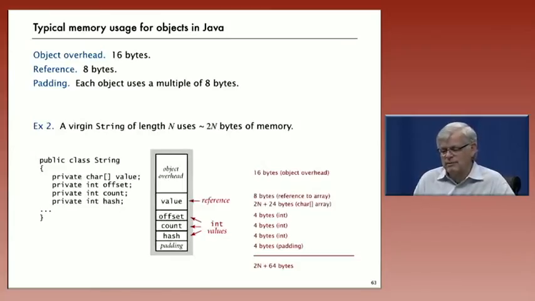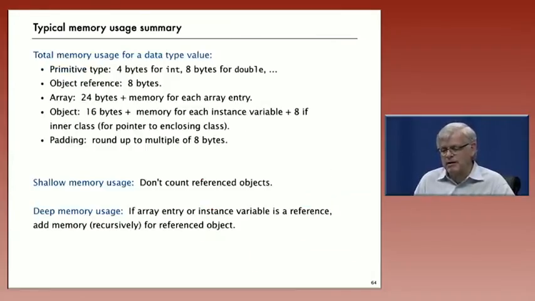And the other one that often comes up is a string, and a string is a little bit more complicated than an array, but the typical implementation of a string in Java has a reference out to an array of characters, and then it's got int values for offset, count, and a hash value, and then some padding. And adding it all together, the cost of a string is about 2n plus 64 bytes. So these are the basics that we need to analyze the memory usage for a typical Java program.